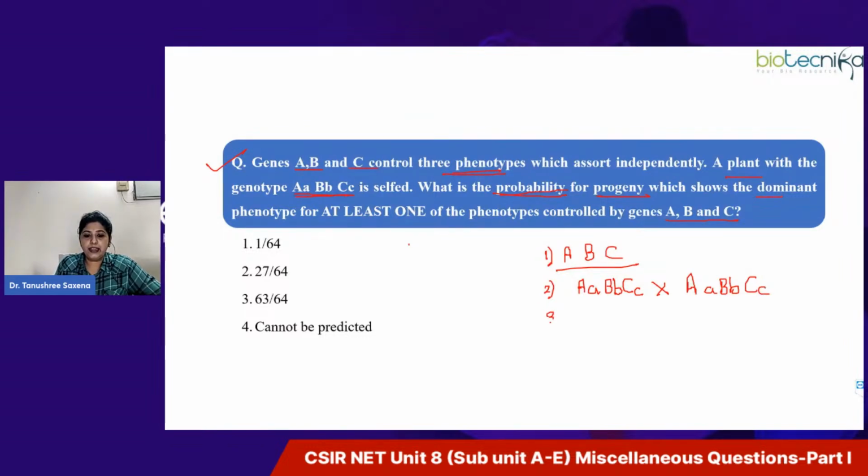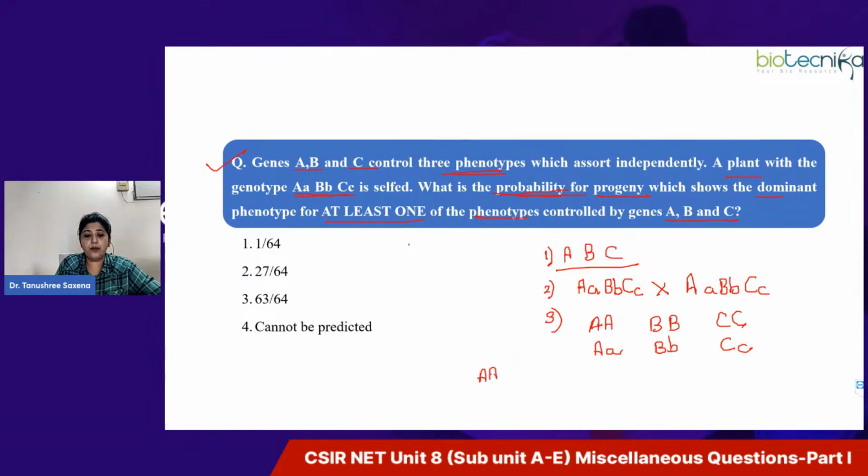And the third thing is that we have to find out the probability of progeny showing the dominant phenotype for at least one of the phenotypes. See, you know that the dominant phenotype appears when we have the dominant allele in homozygous or heterozygous condition, right? So that means we have the dominant allele for a gene either in homozygous or in heterozygous condition. Then only we'll get a dominant trait. Now combination can be anything.